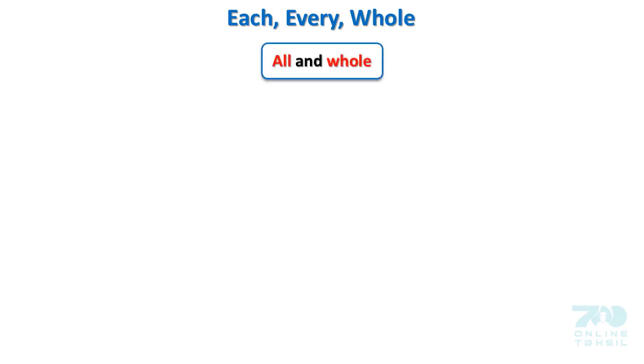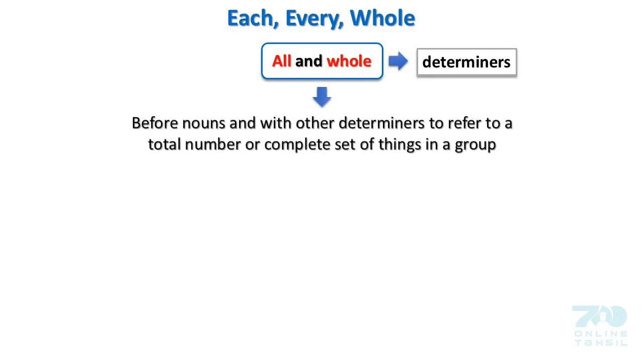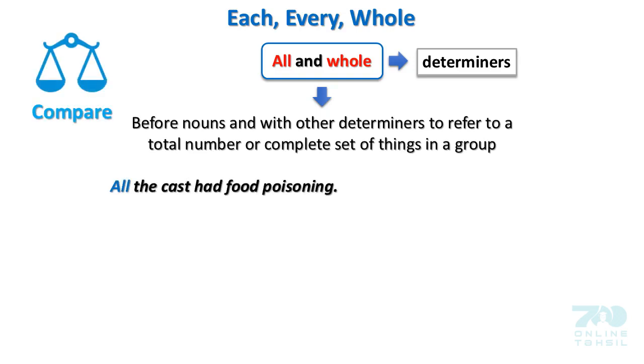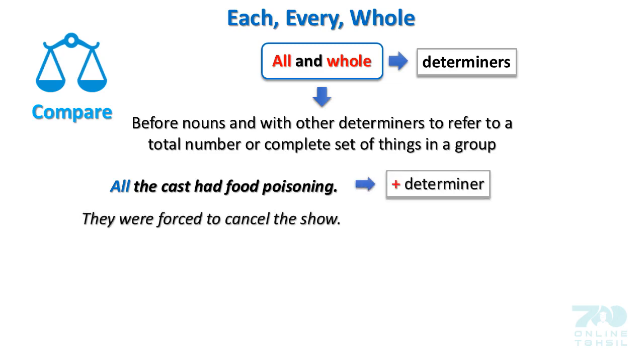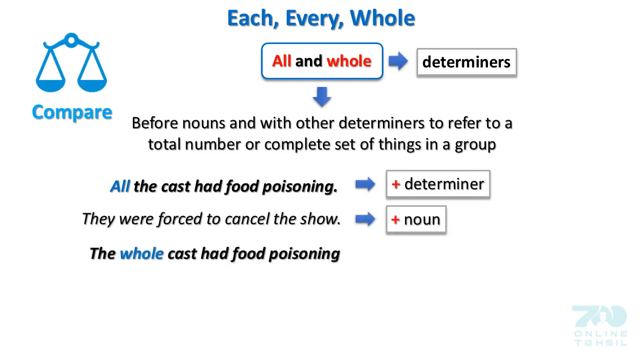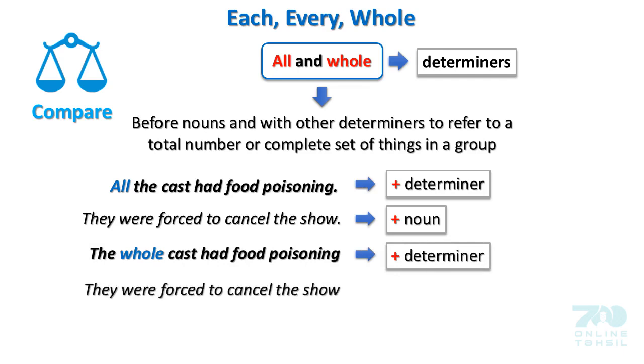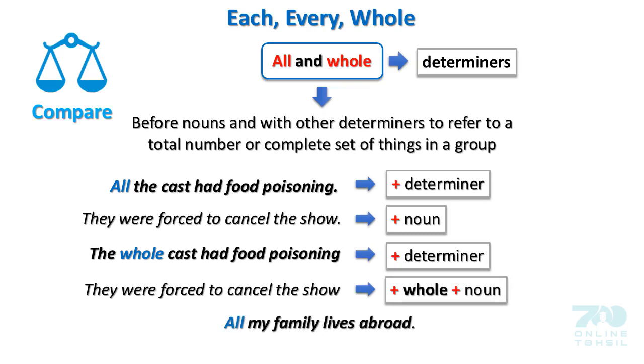All or whole. All and whole are determiners. We use them before nouns and with other determiners to refer to a total number or complete set of things in a group. Compare. All the cast had food poisoning. All plus determiner plus noun. They were forced to cancel the show. The whole cast had food poisoning. Determiner plus whole plus noun. They were forced to cancel the show. All my family lives abroad, or my whole family lives abroad.